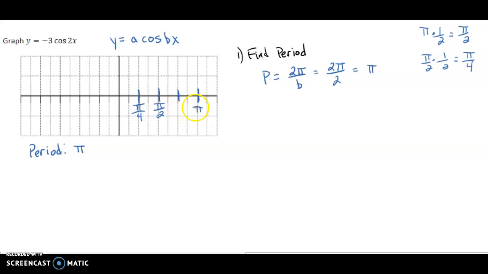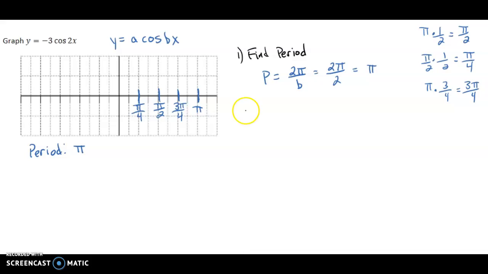And then we need 3/4 of pi. If we want to find 3/4 of something, just multiply it by 3/4. You might be able to do this one in your head, but you get 3 pi over 4. Okay, so that's our period, and then we could label our tick marks.